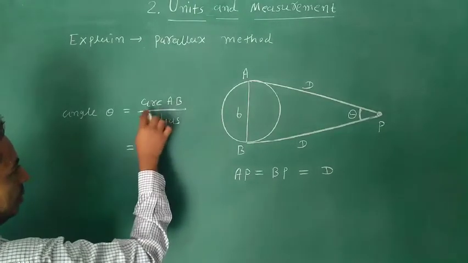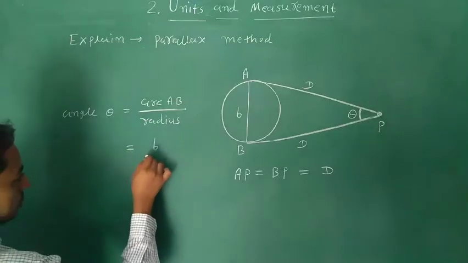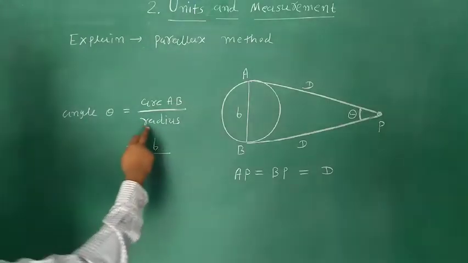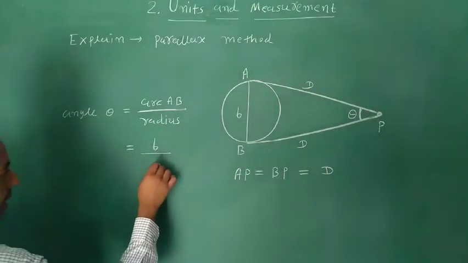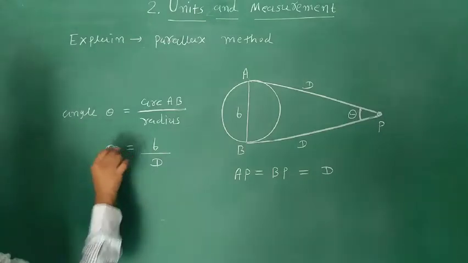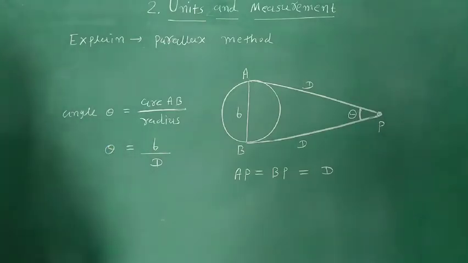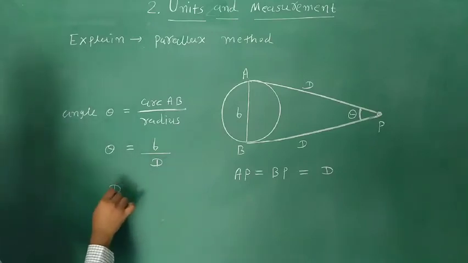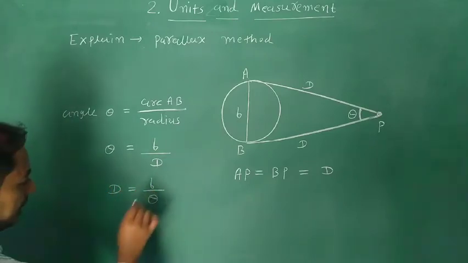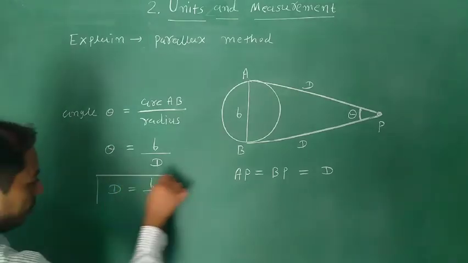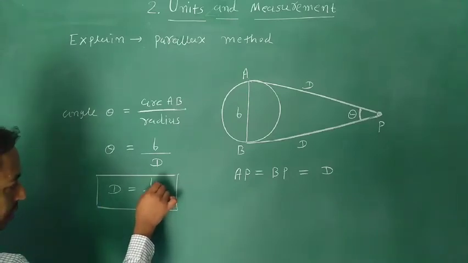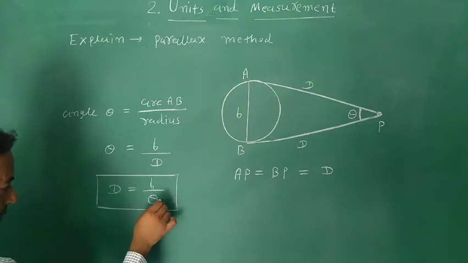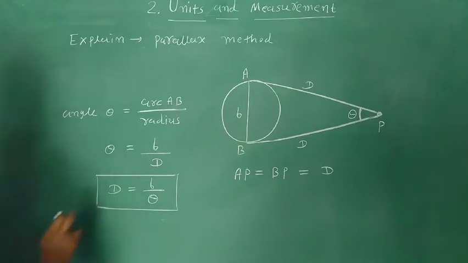So here the value of arc AB, we can write down small b, and radius means the distance AP, we can write down capital D. Theta is equal to b upon D. Now we want to find out D. So D is equal to b upon theta. Suppose now we have the value of theta and the diameter of the Earth, both values are available. So we substitute the values in this formula and we calculate the value of capital D.